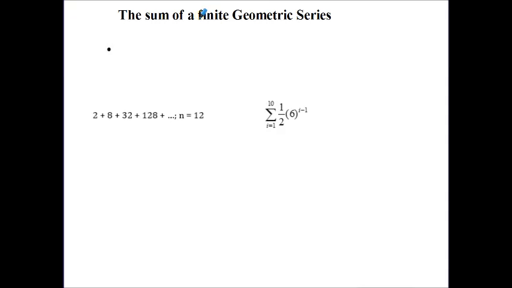We can calculate the sum of a finite geometric series, and the formula for this is S sub n is equal to a sub 1 times 1 minus r to the power of n all over 1 minus r. This is our sum of a finite geometric series, and here's how we use it.